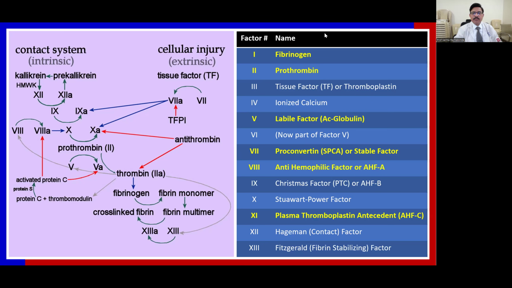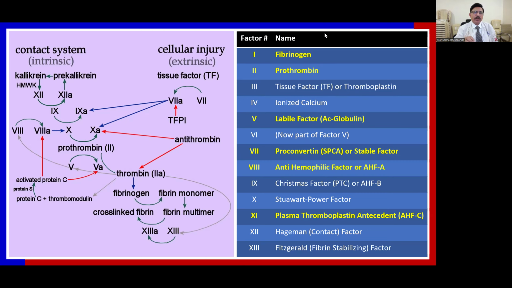Okay, and 10 comes the Stewart-Prower factor. Stewart-Prower factor is the final one. Plasma thromboplastin antecedent is called antihemophilic factor C. After that, there is what is called the Hageman factor, and the Fitzgerald factor is the 12th one. Now I'll explain what each one will do.